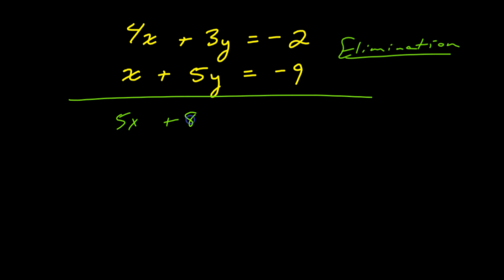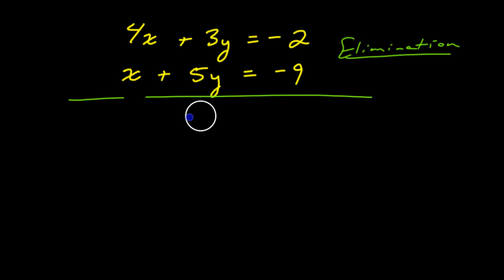Now with elimination, if you can tell what I'm doing here, I'm combining the first two equations to give us one big equation. So 4x and x gives me 5x, 3y and 5y gives me 8y, negative 2 and negative 9 gives me negative 11. Now with elimination, I want to do this in such a way that one of these terms cancels out. I have a 5x, so that didn't cancel. I have an 8y, that didn't cancel. And I have a negative 11, that also did not cancel.